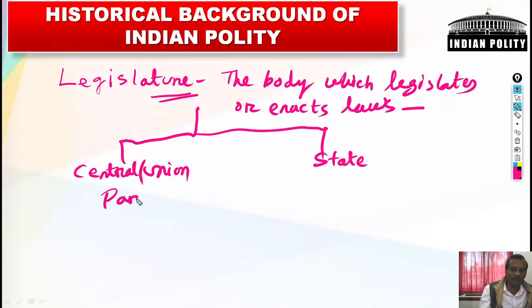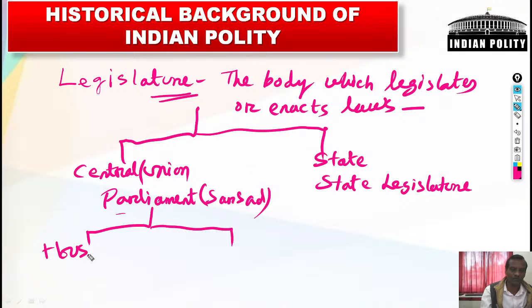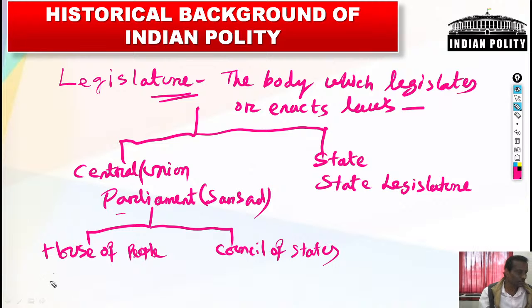Union legislature is called parliament, and the other is the state legislature. Parliament is also called Sansad in Hindi. Isn't it? Sansad. Okay. And parliament is bicameral in nature. Parliament is bicameral, that is House of People and Council of States. House of People is otherwise known as Lok Sabha or lower house.